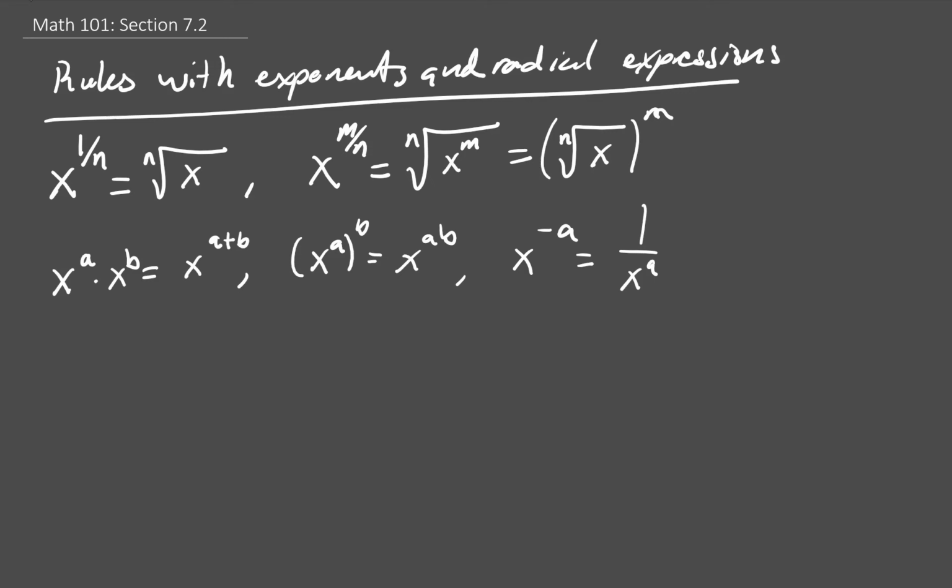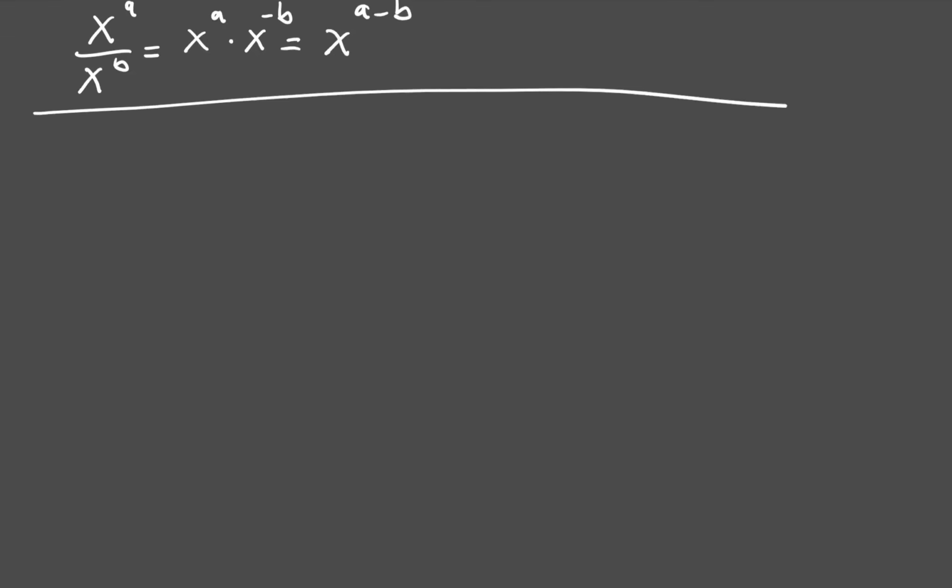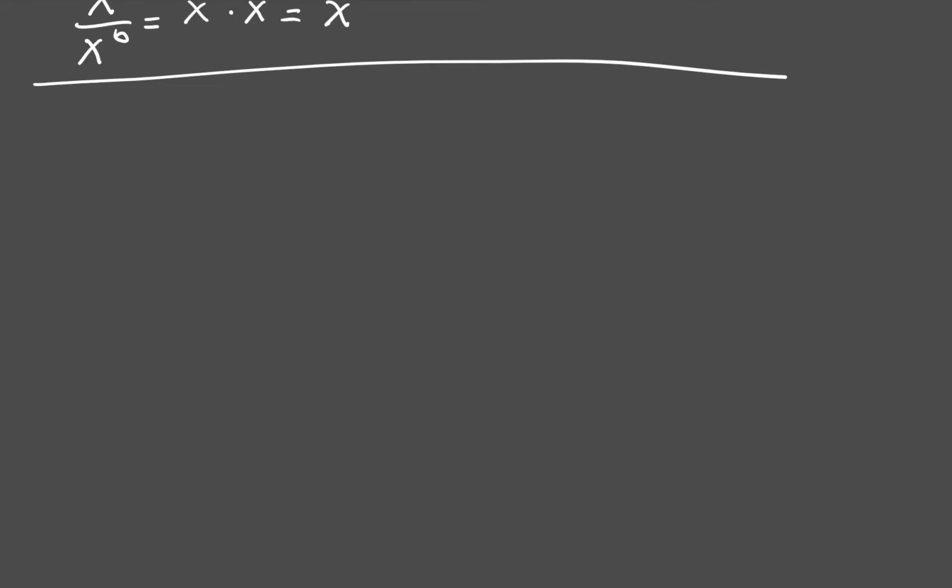I should probably combine one of these with the division: x to the a over x to the b. This is the same thing as x to the a times x to the negative b, which by the addition rule is x to the a minus b. So all our original exponent rules apply. Let's see it apply to some of these fractional exponents.